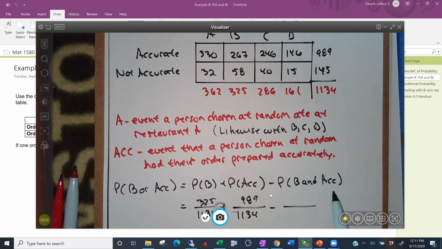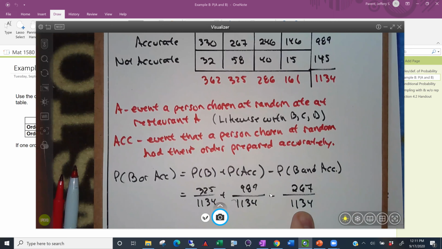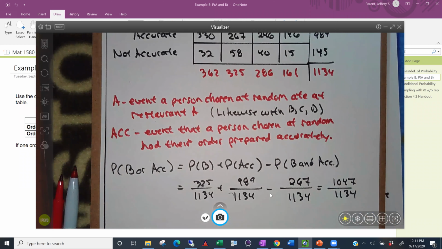Probability of B and accurate. So what was the probability of getting an accurate order from restaurant B? 267. Good. 267 out of the 1134. Perfect. And so altogether, that turns into 1,047 over 1134. Nice. So the thing with these is you've always got to go back and subtract off that double counting.